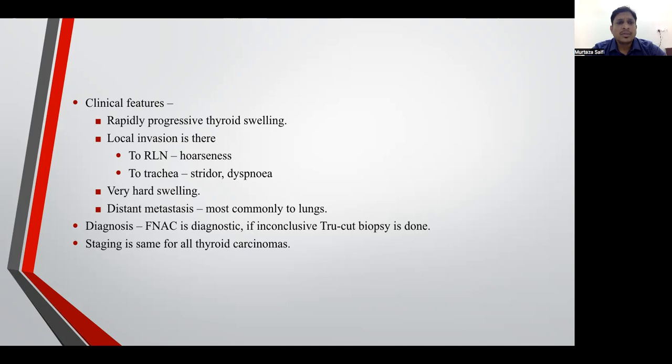The diagnosis you can do with fine needle aspiration cytology. It is diagnostic, the gold standard that I told you, FNAC of the thyroid swelling. If inconclusive, open biopsy is done, as in all cases of thyroid malignancies. Then staging is the same for all thyroid carcinoma.